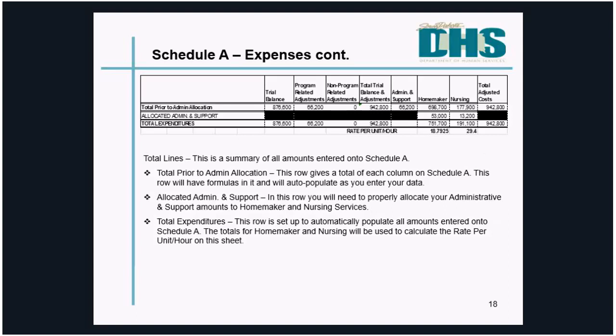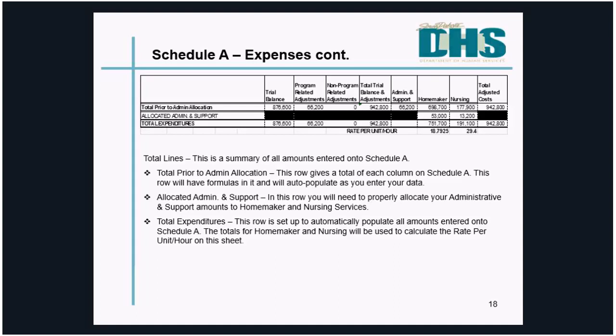Again, you'll have total prior to administration allocation. You'll have your total admin and support, and then there's a line there for allocated admin and support. You'll take that total admin and support amount, in this case it's $66,200, and then you allocate it to either homemaker or nursing, depending on an allowable allocation method.